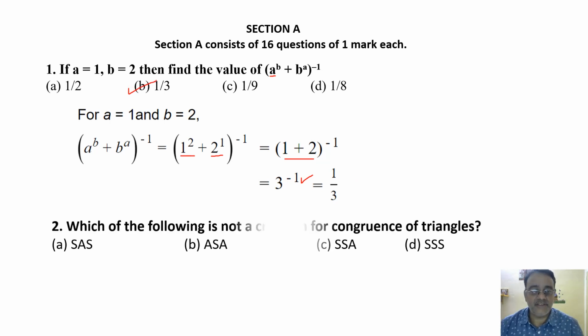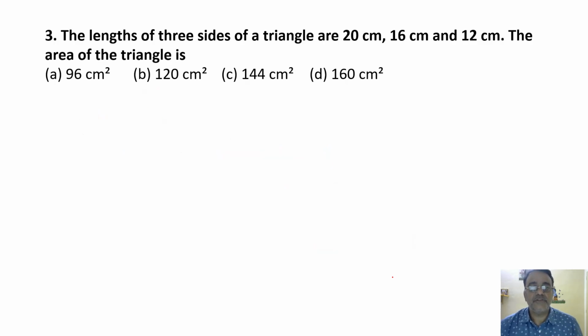Now we are moving toward the second question. Which of the following is not a criteria for congruence of triangles? What is the correct option? Option C. Option C, right. क्योंकि SAS भी होता है, ASA भी होता है और SSS भी होता है. Right. Now we are moving toward question number 3.